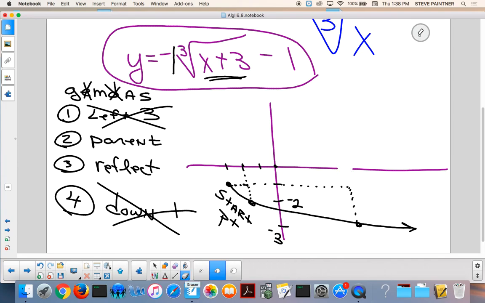Annalise, I dropped something on your desk, just so you know. Okay, so there you go.